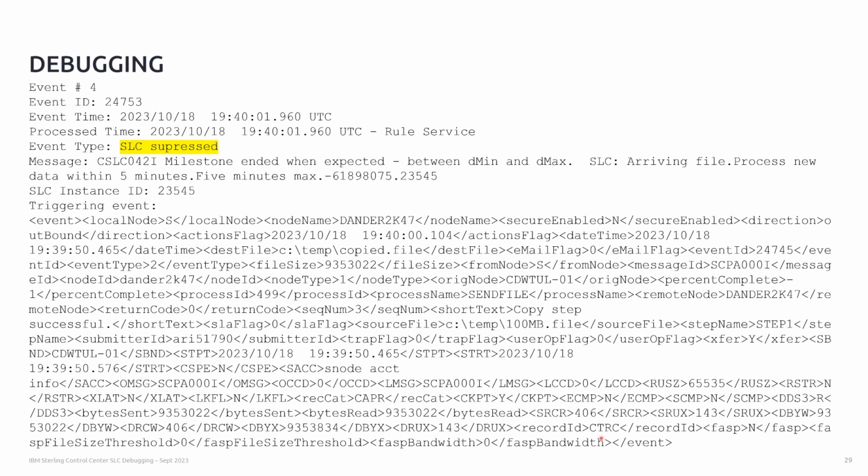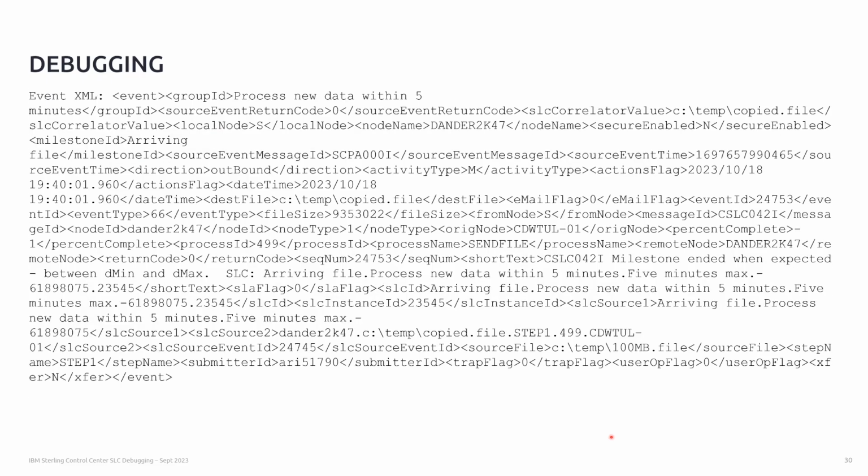Then we see another event. It's a suppressed one, so it must be a milestone one. So let's just skip over it. But it is that the milestone ended when expected, so it's that triggering event, and it's going to be that same one we saw a moment ago. It's the copy term. And this is the actual SLC event. Remember, I might have pointed out that activity type was WF and I said MS. Well, for milestones, it's actually just an M.